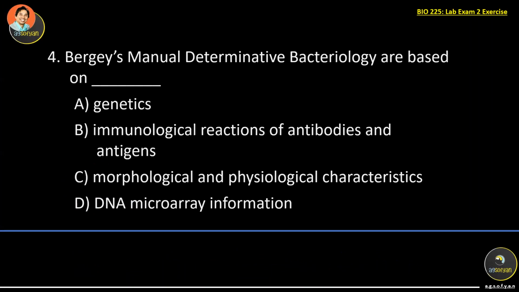The next one, the Bergey's Manual of Determinative Bacteriology is based on what? So what is it based on? Genetic, immunological, morphological, or DNA? Yes, it should be based on the morphology and physiological characteristics of bacteria. That's the identification in Bergey's Manual of Determinative Bacteriology.